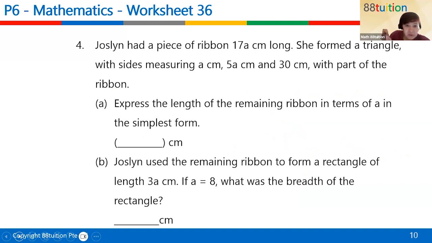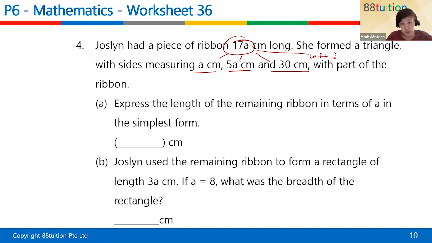Question number 4. Thank you, Miko, for your response. Joycelyn had a ribbon 17 centimeters long and she formed a triangle. The triangle has 3 sides. This, and this. And this is the makeup of the 3 parts of the triangle. So find the remaining ribbon in terms of A. So there is still something remaining. How much is it? I don't know.